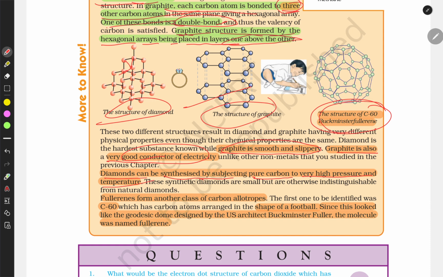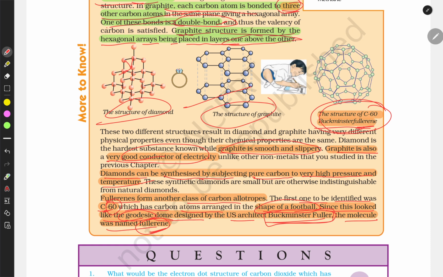Another allotrope is Buckminsterfullerene. So fullerene is another class of allotrope. The first one to be identified was C60, because it contains 60 carbon atoms, which are arranged in the shape of a football. And since this looks like a geodesic dome designed by the US architect Buckminster Fuller, the molecule is named fullerene.